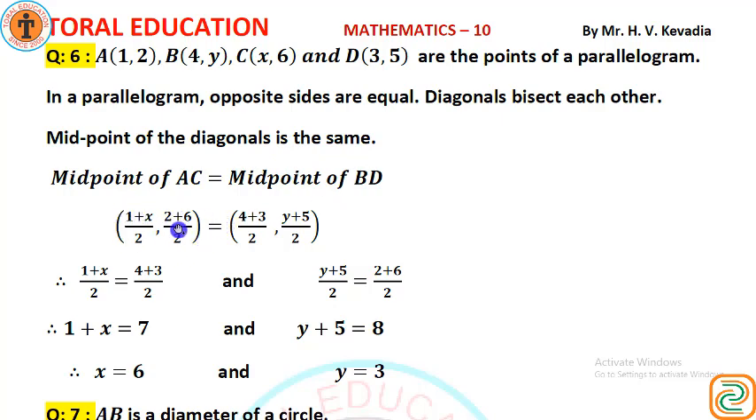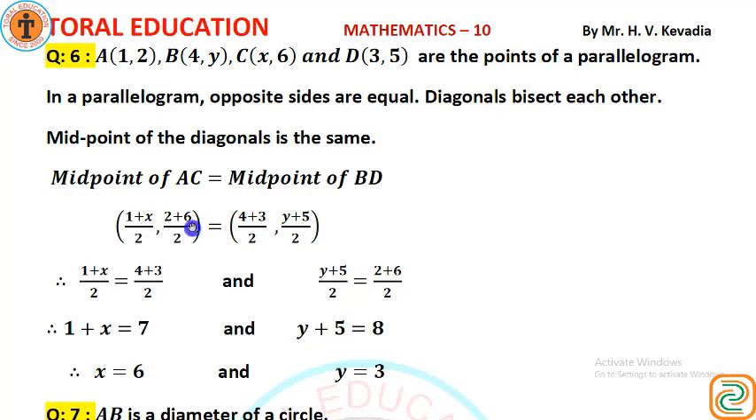So we can take here like this, for AC: (1 plus x) upon 2, (2 plus 6) upon 2. Similarly BD: (4 plus 3) upon 2 and (y plus 5) upon 2. Midpoint is (x1 plus x2) by 2, (y1 plus y2) by 2. We should consider BD and AC. So we can take this as this.